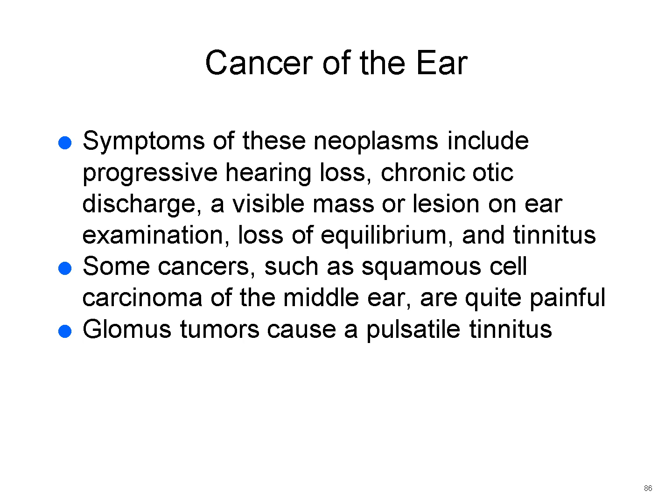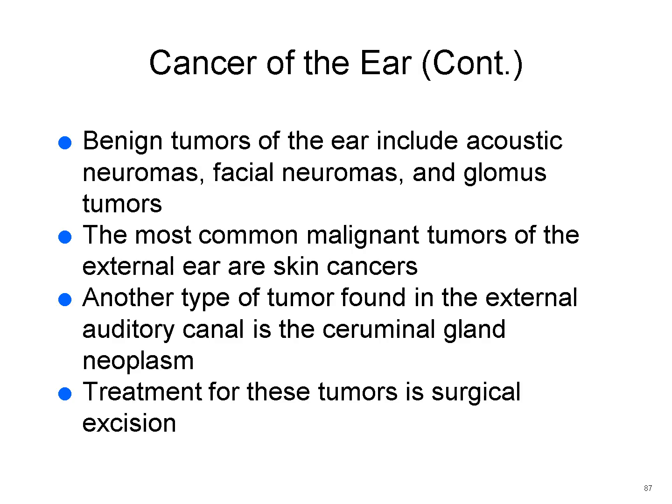Symptoms may include persistent discharge, a visible lesion, progressive hearing loss, and balance issues. Some tumors, like glomus tumors, cause pulsatile tinnitus, a rhythmic sound matching the heartbeat. Squamous cell carcinoma is one of the most painful and aggressive ear cancers. Acoustic neuroma arises from the eighth cranial nerve, whereas facial neuroma is a tumor of the facial nerve. Glomus tumors are the most common tumors of the middle ear and arise from the glomus bodies.